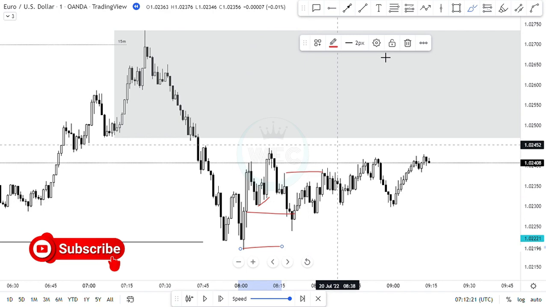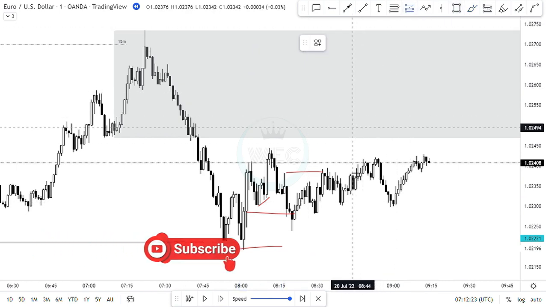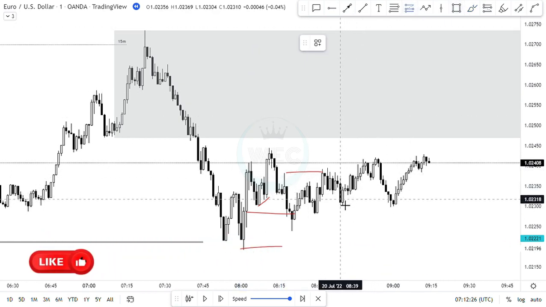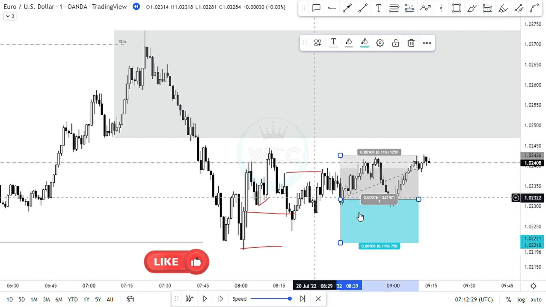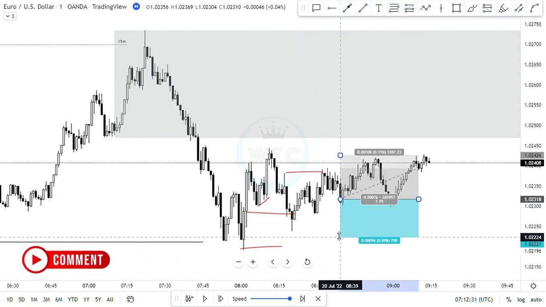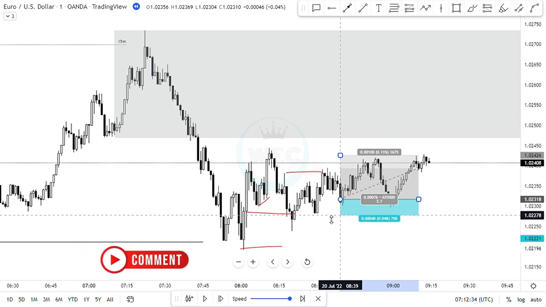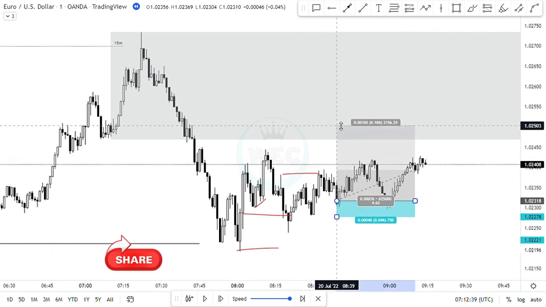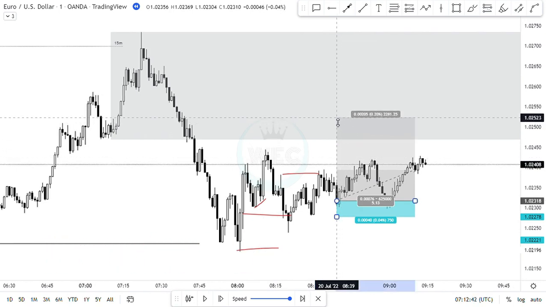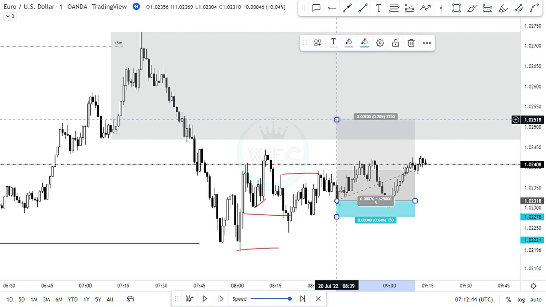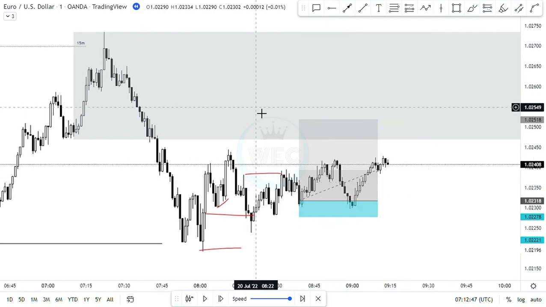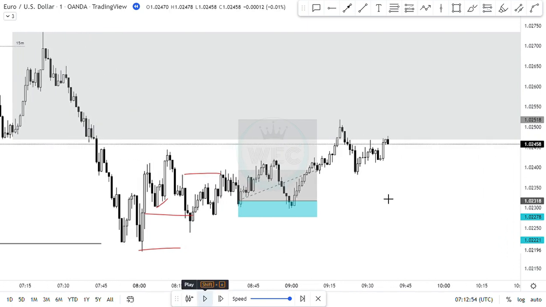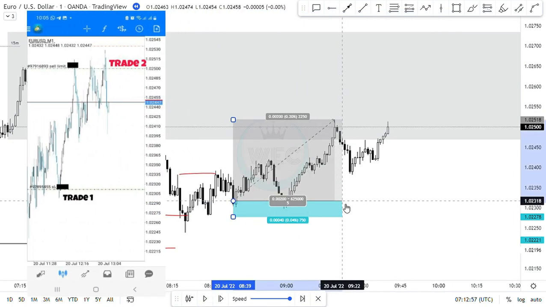Okay, so my entry was right in here like this. This was the block that I was looking at, and my stop loss was right below this. I think it was like 4 pips or something, and my target was 5R into the range like this. So like I said earlier, some smart money traders are selling, but let's see what price does. Price quickly hits my TP nicely, and I'm done with my first trade.